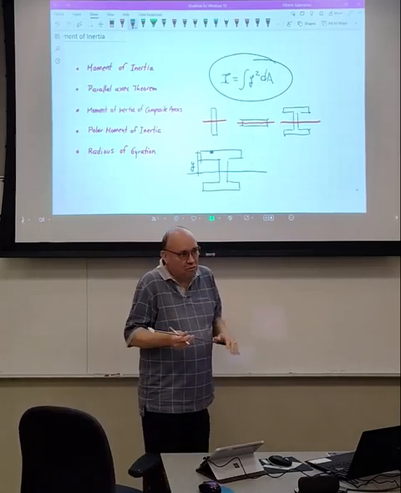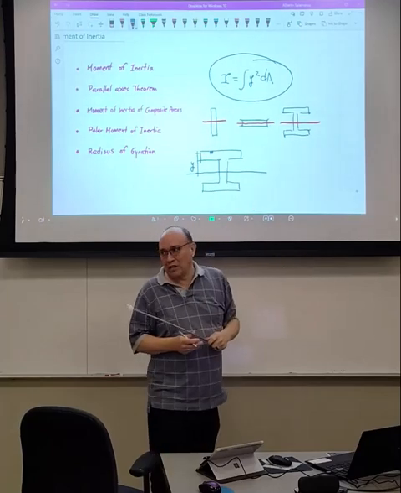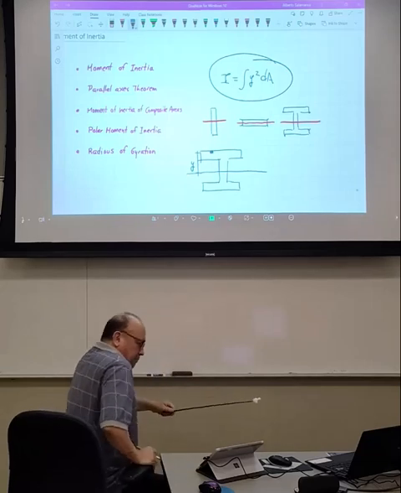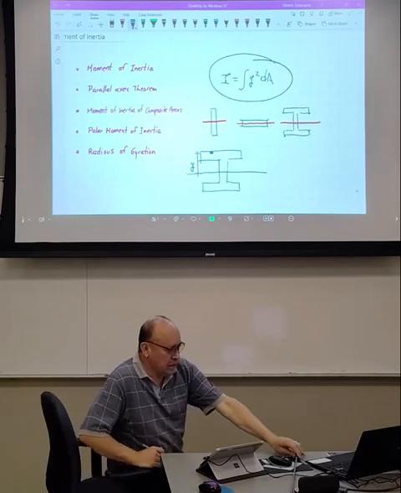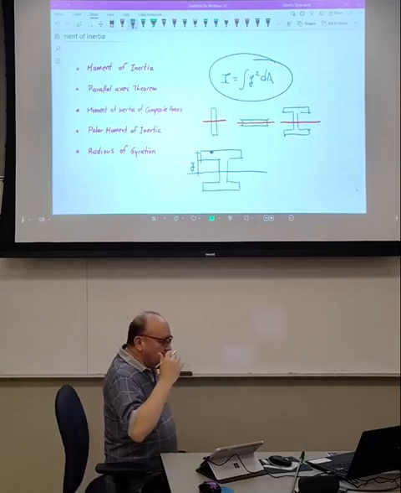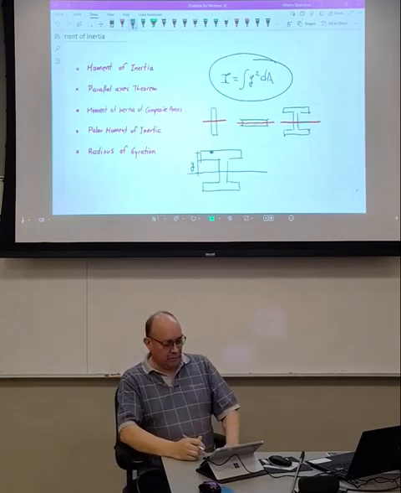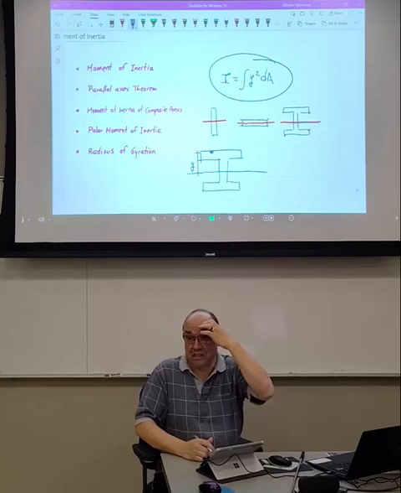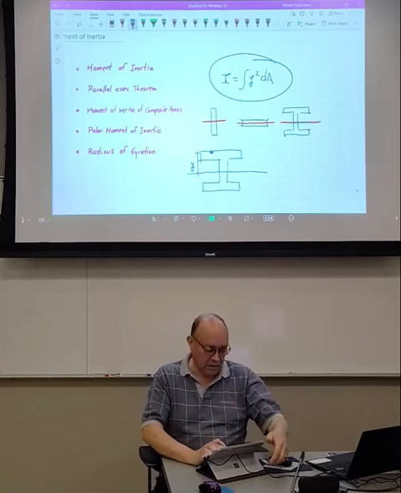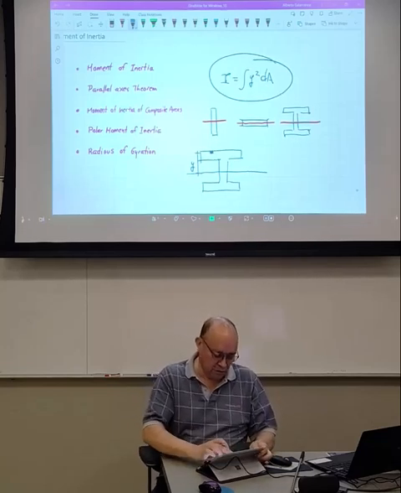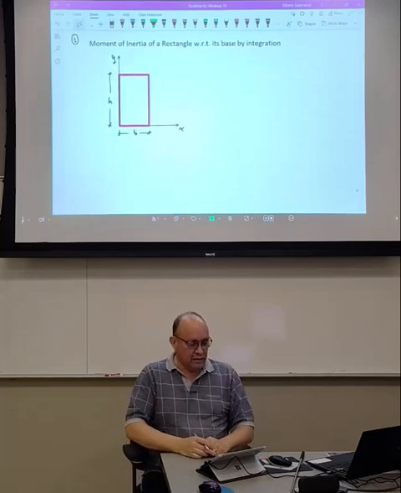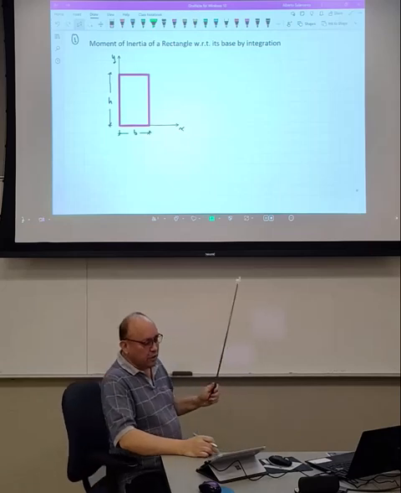And we're just going to learn how to use it, how to calculate area. So let's start with a very simple area. It's just a very simple integral, and you guys are studying your calculus, right? So you're very good at this. I don't think this is going to be any problem for you. So let's calculate the moment of inertia of this rectangle with respect to its base.